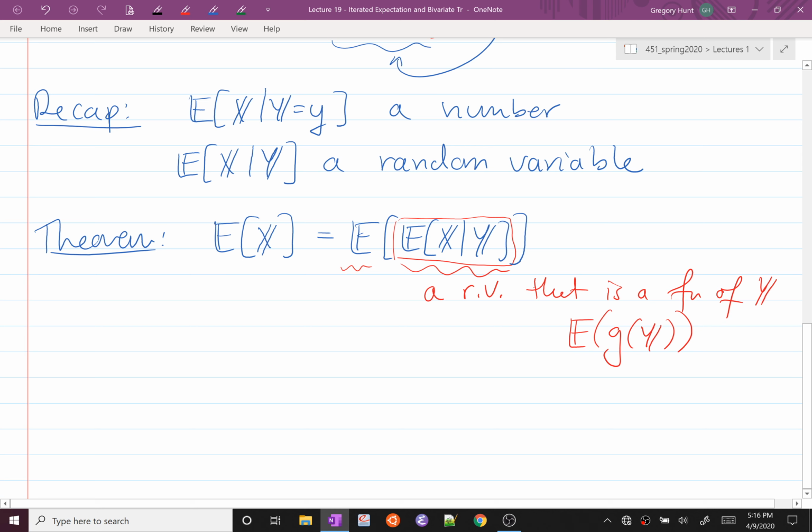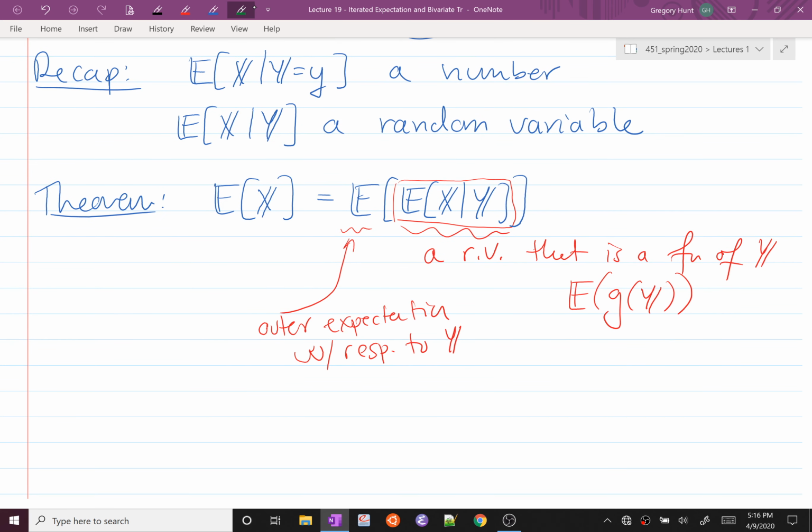And when we ask for its expectation, what we get, according to the theorem, is that we just get the expected value of y. So somehow we get rid of the y dependence. And you should note that this outer expectation is with respect to y. That is, when I calculate it, I'm integrating against the PDF of y, right?